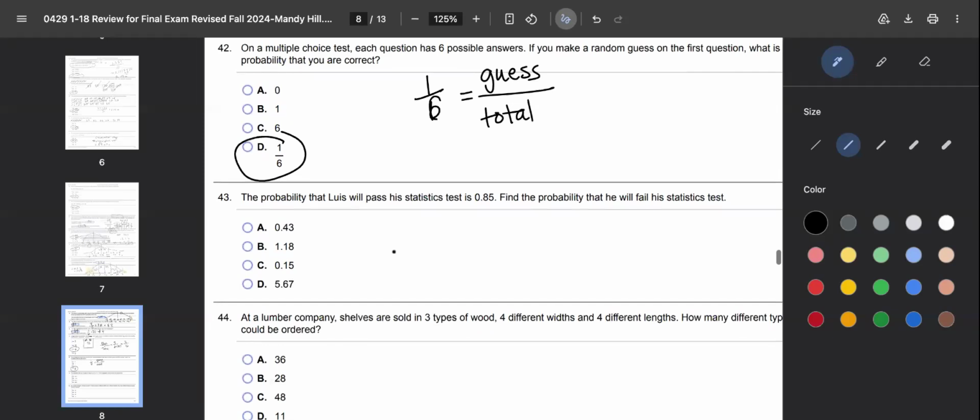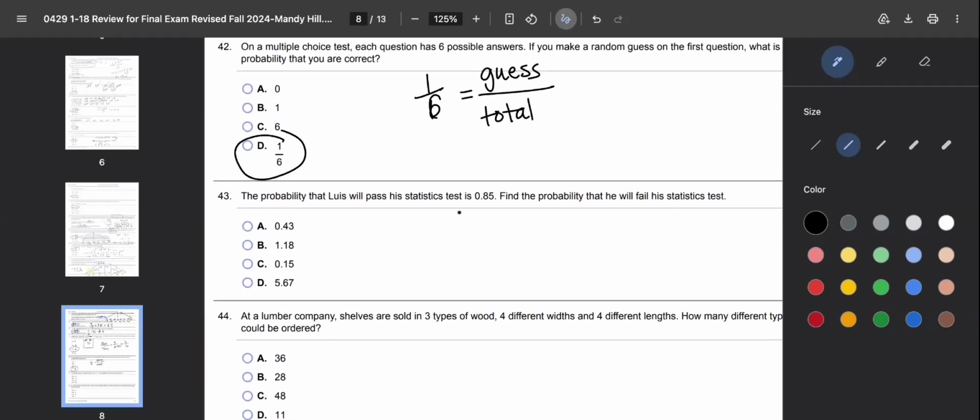The probability that Lewis will pass his statistics test is 0.85 or 85%. Find the probability that he will fail his test. Well, you would do 100% minus 85%, which would be 15%, right? And then you would change it to a decimal. So you would want to divide by 100 or move your decimal over twice. And so the probability that he's going to fail it is 0.15.